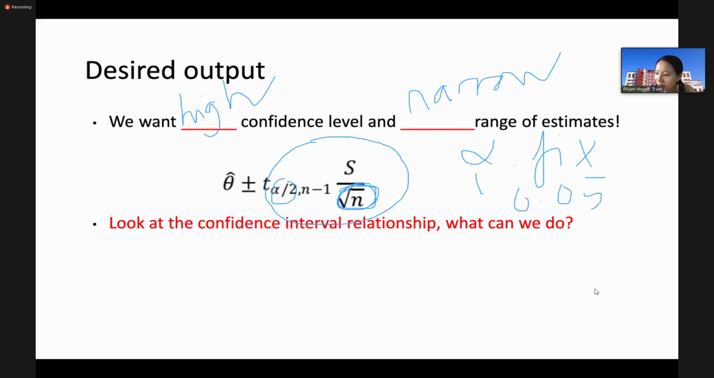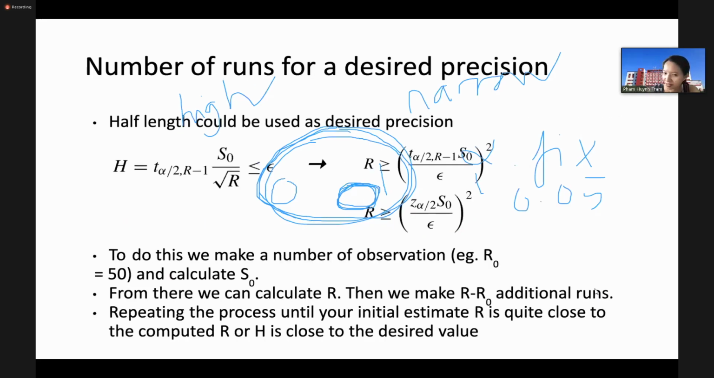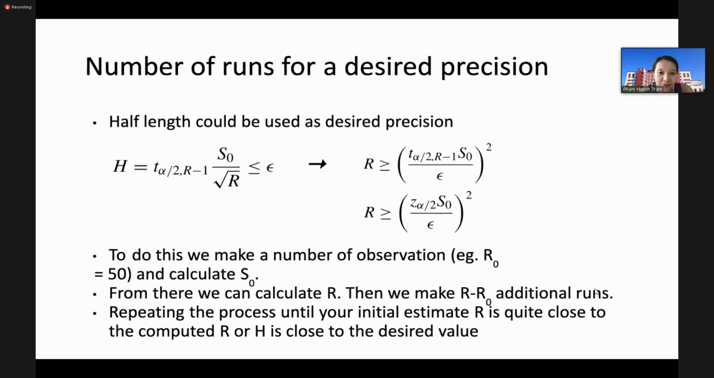All right, now we will try to reduce this half width by changing the number of replication here. And we should increase the number of replication in order to reduce the half width. How many replications we need to run here depends on how precise you want your confidence interval. Okay, so we can estimate that one.